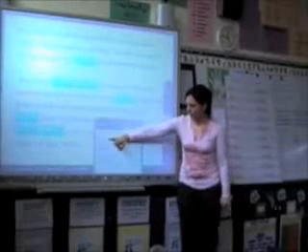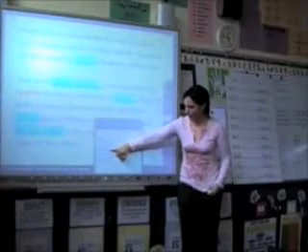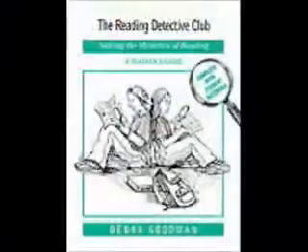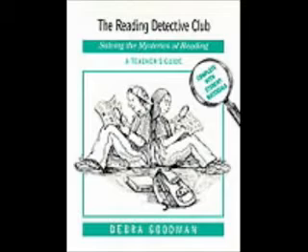So, we have feed, give birth, defend, the surface, and migrate. As you can see, this closed procedure lesson is being presented to the entire class together. However, a variety of presentational formats can and should be used. Try individual work, small group work, or even have the students prepare passages for other students. For more examples, ideas, and exercises, check out Deborah Goodman's 1999 book, The Reading Detective Club.